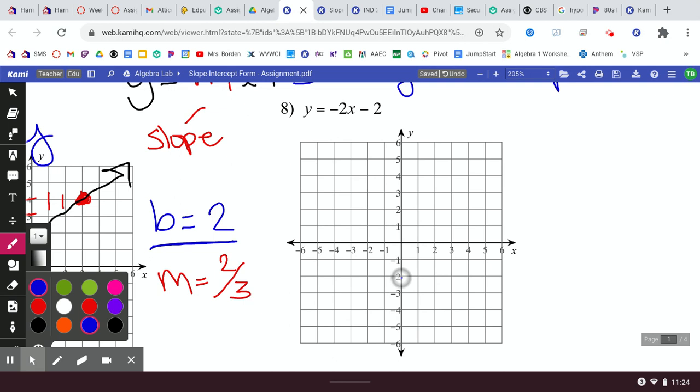On the y-intercept, right? So here's my y-intercept. So I'm going to put a point at negative 2. And then Montana, what am I going to do from there? I begin with my b, and then I move with my slope.